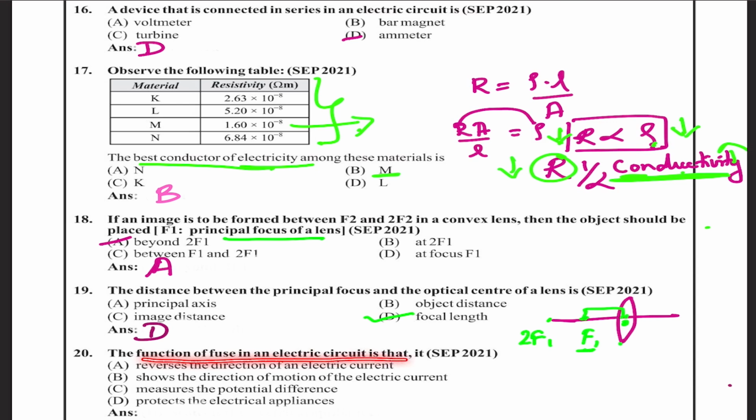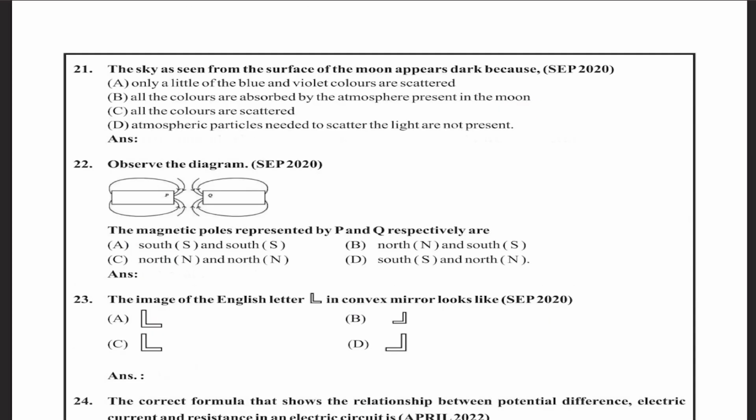The function of fuse in an electric circuit is, what is the function? It reverses the direction of electric current. No. It shows the direction of motion of electric current. No. It measures the potential difference. No. It protects the electric appliances. Yes. Hence the correct answer is option D. Coming to the next question.